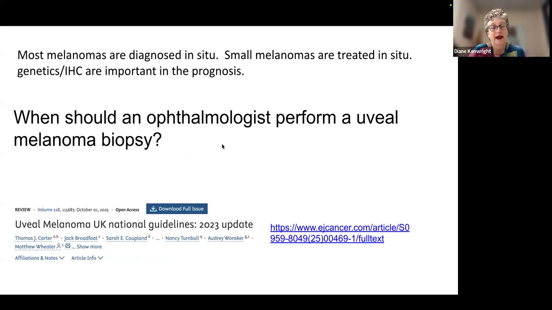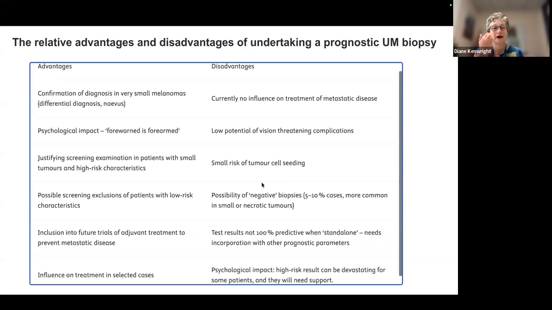All right. So here's just an area for discussion at the moment. Most melanomas are diagnosed in situ by you guys, and small melanomas are treated in situ. We know that genetics and IHC are important in the diagnosis. When should an ophthalmologist perform a uveal melanoma biopsy? There are guidelines. You can read them here and link to them here. So there are advantages and relative disadvantages of having a biopsy. You can pause the video here and have a look at this slide.